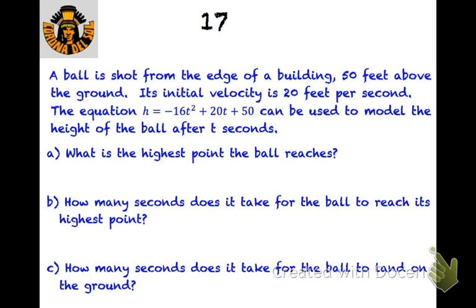Okay, so this application problem, what we do is we just graph this on the calculator, y equals that, and then we just calculate the maximum, second calculate, and whatever the maximum is, we look at the x coordinate, and that will tell us the time that it takes to reach the maximum point, and then whatever the actual maximum y value is, that's how high it reaches. And then however many seconds it takes for the ball to hit the ground, that's going to be calculating the 0. Where does it hit the x-axis?